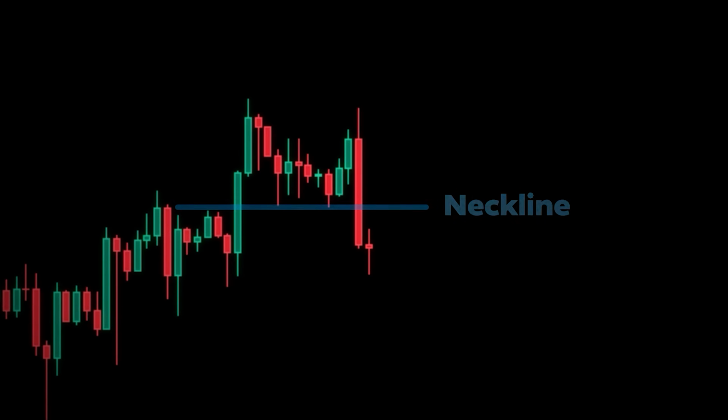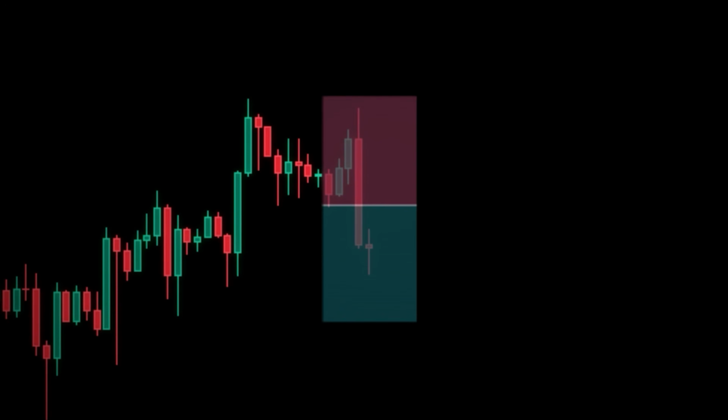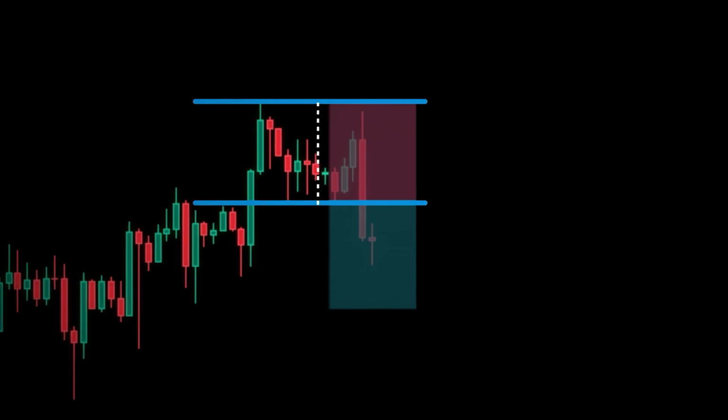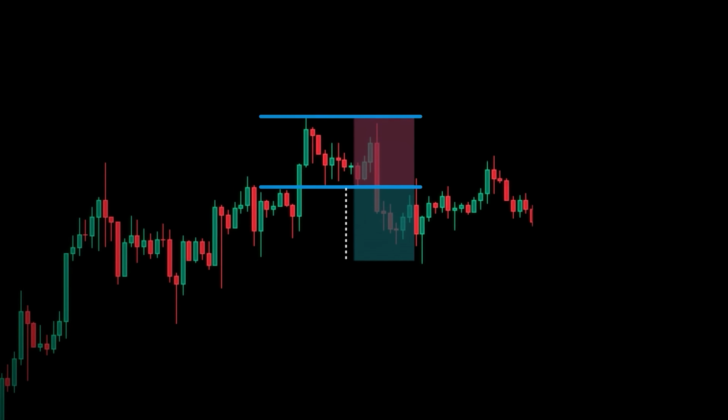You can enter a short position here and simply set your stop at your swing high. You can project the vertical distance between the neckline and the highest high downward to get your take profit targets.